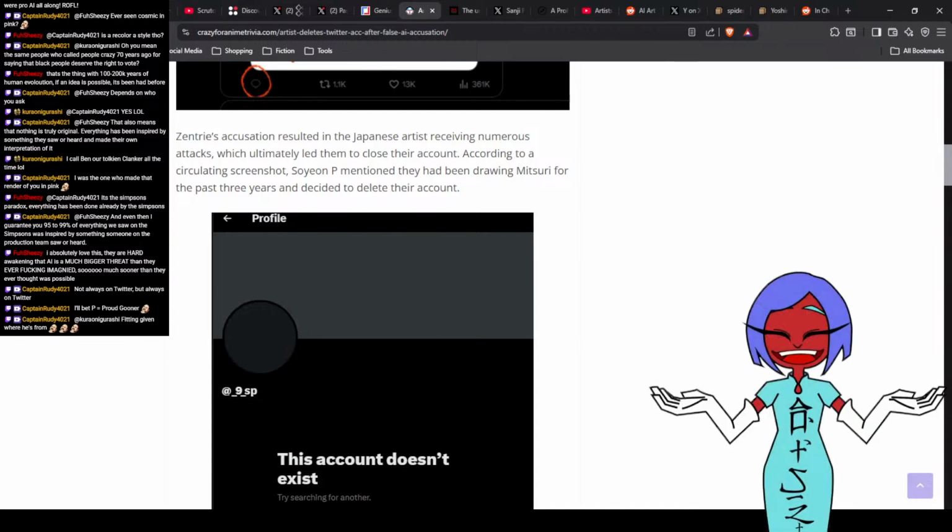Zentrie's accusation resulted in the Japanese artist receiving numerous attacks, which ultimately led them to close their account. According to a circulating screenshot, Soyeon P mentioned they had been drawing Mitsuri for the past 3 years and decided to delete their account.